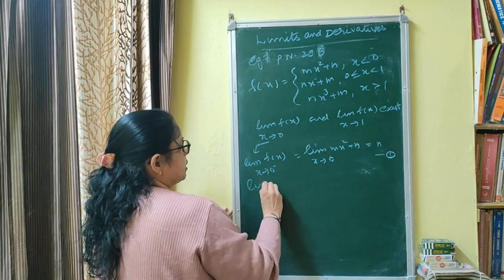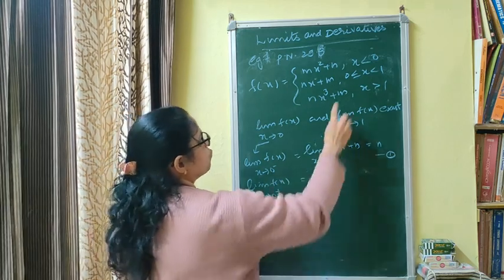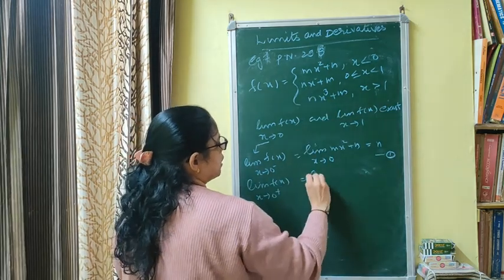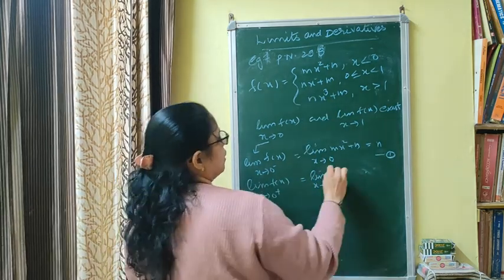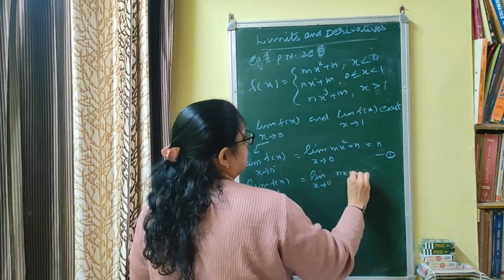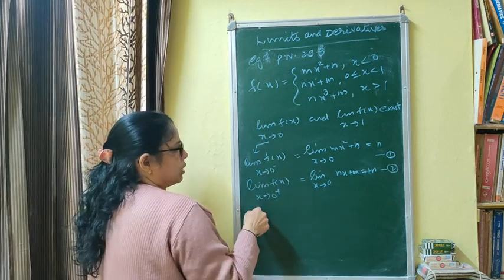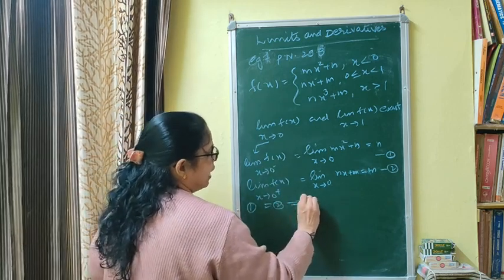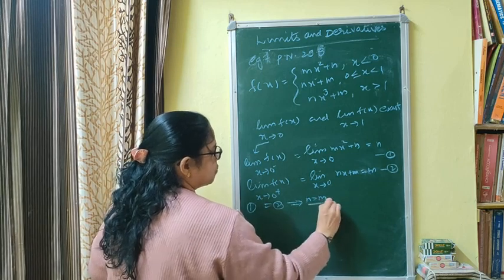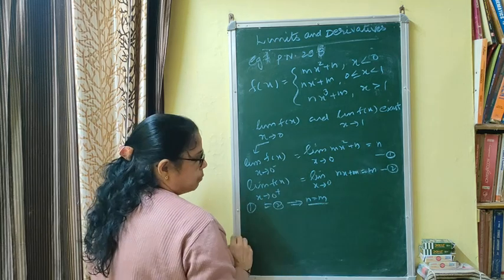Next is limit f(x) as x tends to 0⁺. This function is to be taken. That is limit as x tends to 0, don't write 0⁺ again. That is nx + m. By putting the value, you will get it is equal to m. Now, you are given that both the limits exist. That means 1 equal to 2 gives n is equal to m. That is the first condition.